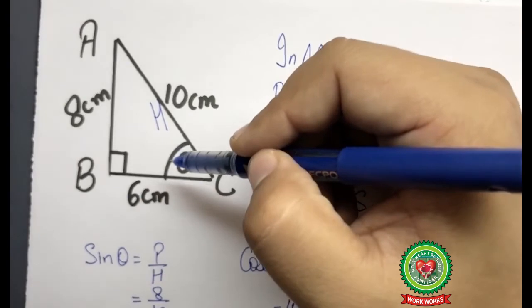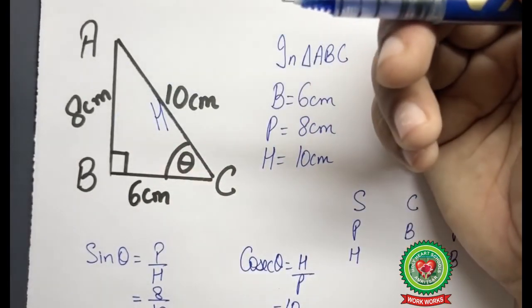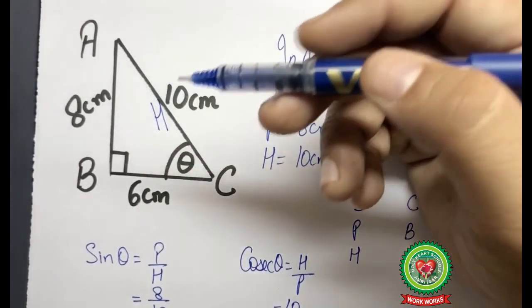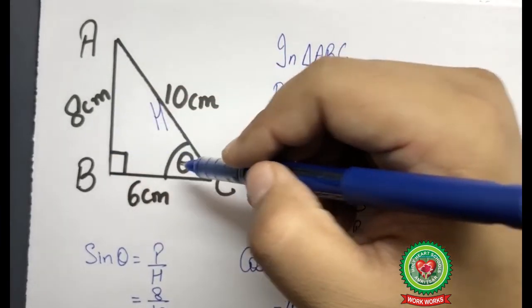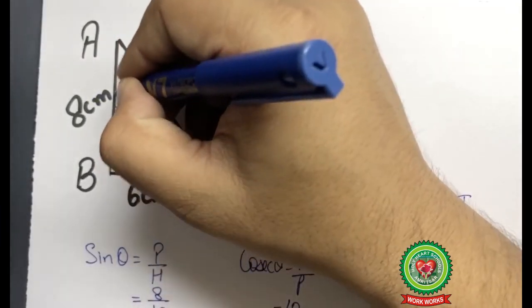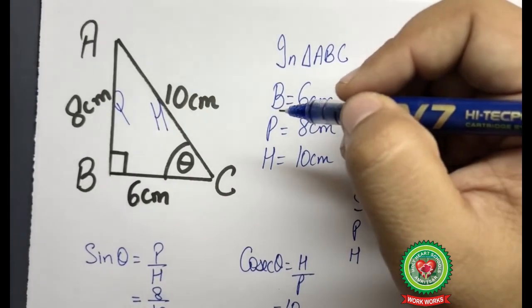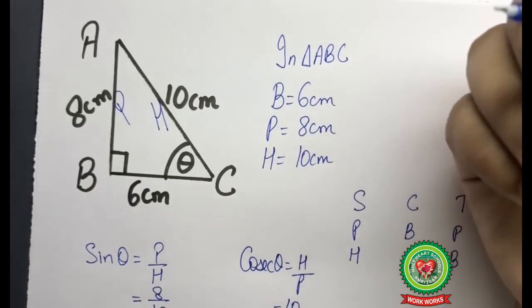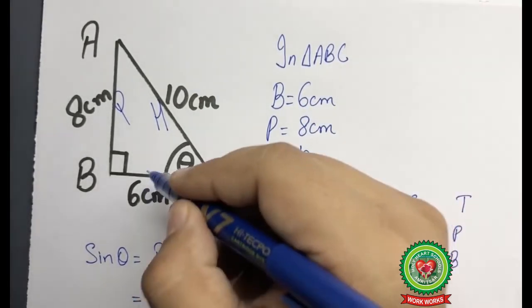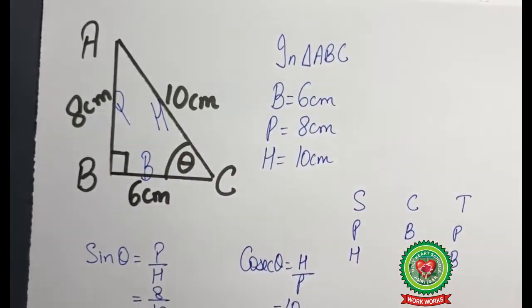Now the side opposite to the reference angle will be the perpendicular. Here AB is opposite to theta, so it will be perpendicular. The third leftover side will be the base, so here BC will be the base. Or we can say the side where 90 degree and reference angle both are given, that is the base. So BC will be the base.